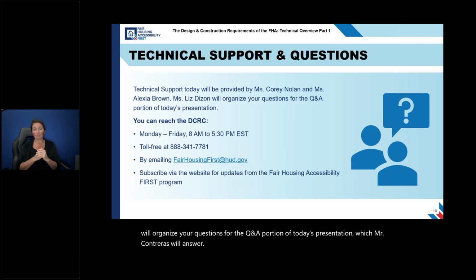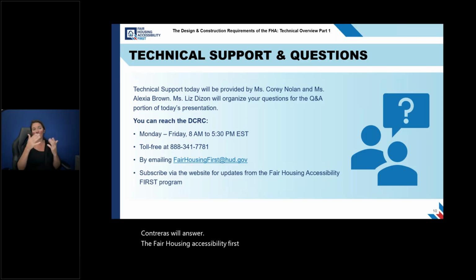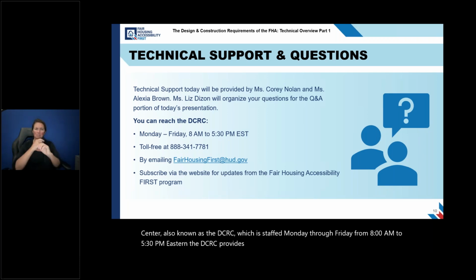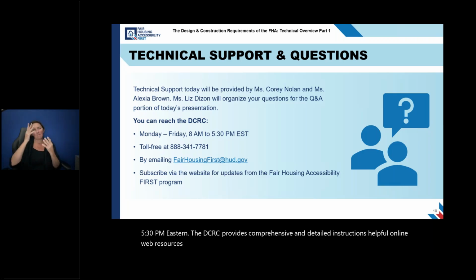The Fair Housing Accessibility First program provides a design and construction resource center, also known as the DCRC, which is staffed Monday through Friday from 8 a.m. to 5:30 p.m. Eastern. The DCRC provides comprehensive and detailed instructions, helpful online web resources, and an information line for technical guidance and support.